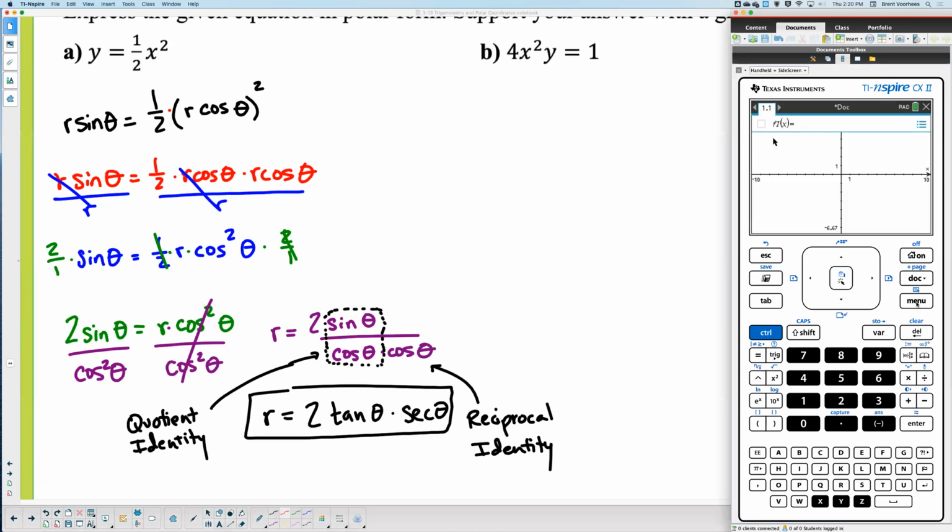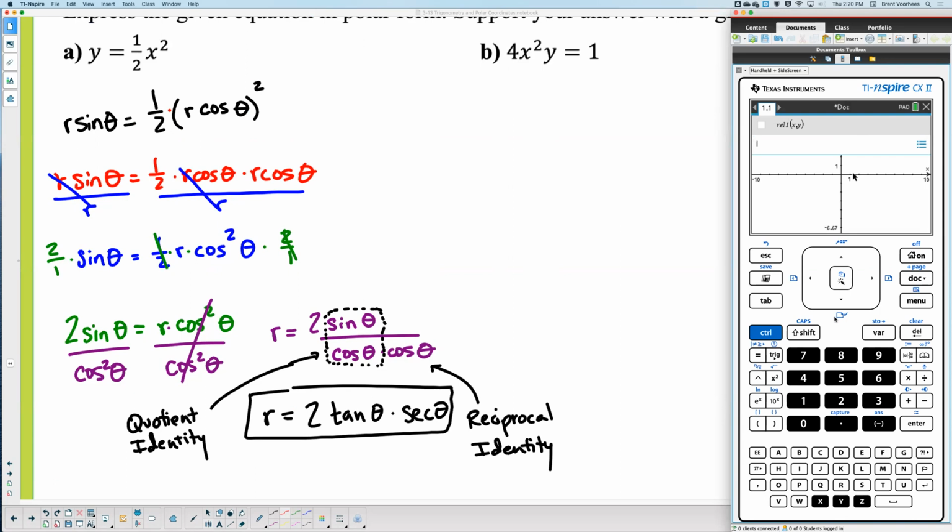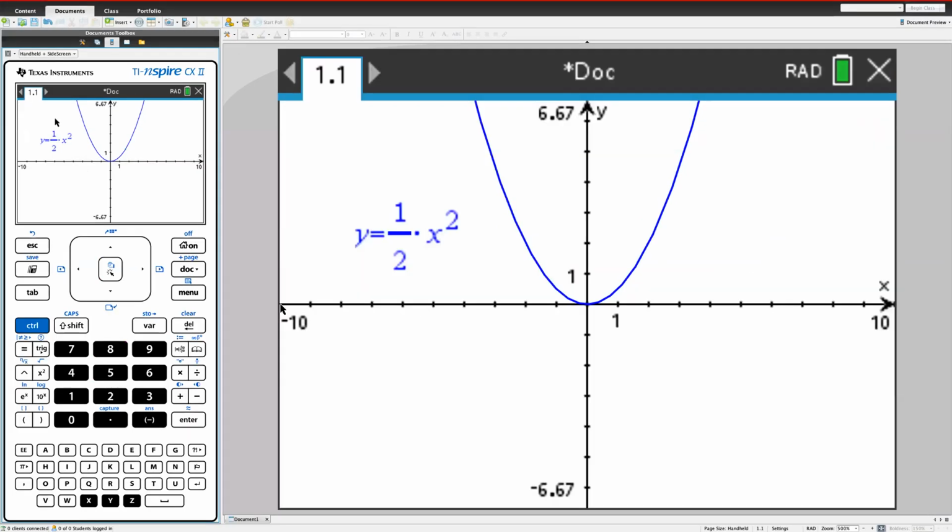Here's the equation. I'm going to change my mode. I'm going to go menu, graph entry, and I'm going to choose a relation. So I can just type this in as y equals 1/2 x squared. Let's see. Okay, what does that look like as a graph? Parabola.